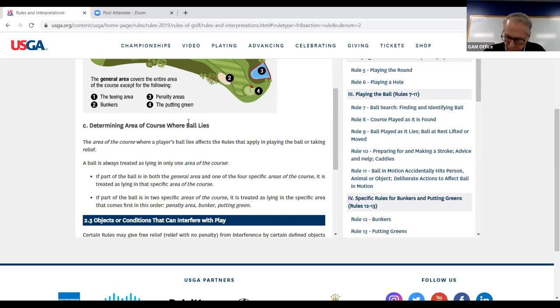Any questions on penalty areas? You'll notice that sometimes in high school tournaments, the course has not been defined at all with penalty areas, and you'll need to discuss penalty areas with your site manager to determine areas are properly defined before play starts, and that gets communicated properly to the players, because high school golf is kind of a different world in terms of defining the course and defining the boundaries on penalty areas.